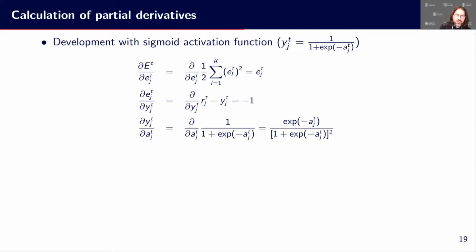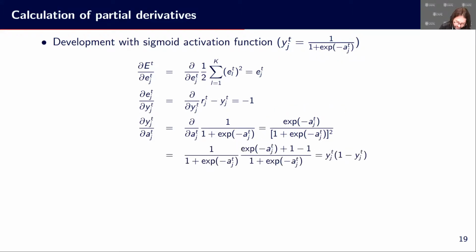So remember that we are using the sigmoid activation function. So this is what we are using here. So if we are computing the partial derivative of that equation according to AJT, we get into that thing. But this is not super convenient. We can simplify this even more. So we can get that thing.